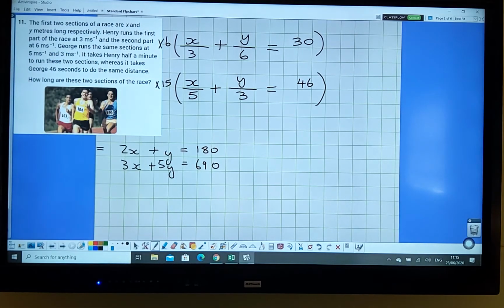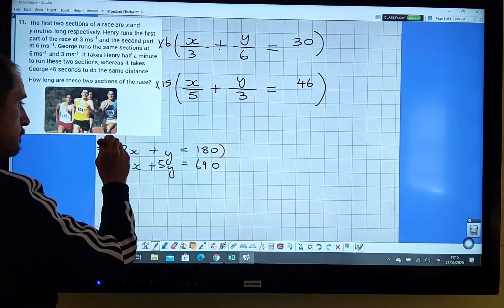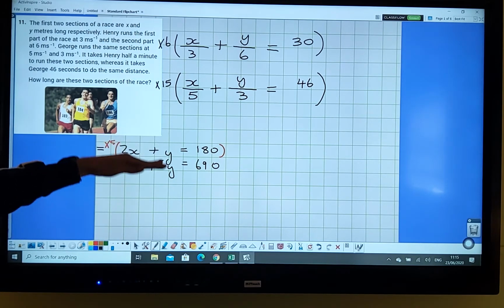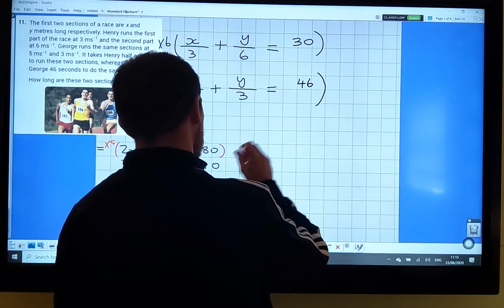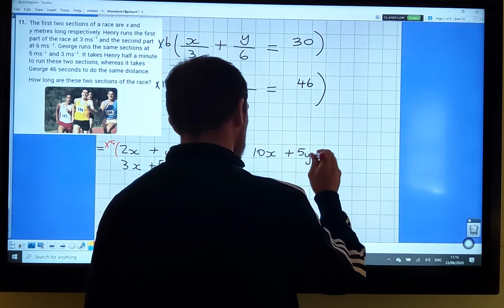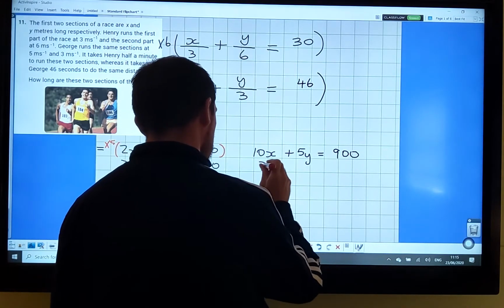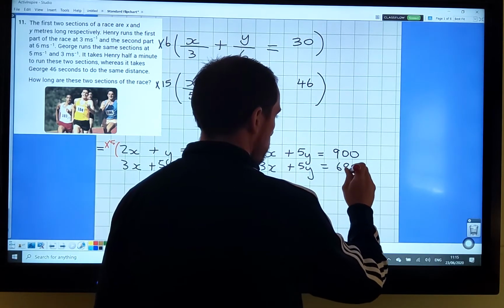Now I've got two simultaneous equations, but we want to have either the y's or the x's matching. So this is 1y and 5y, so it's just a lot easier to multiply this by 5. Because what will happen then is I will have 5y on the top line and the bottom line, which I can easily subtract. So that now leads me to the following simultaneous equations. 10x plus 5y is equal to 900. And the bottom stays as it is, so it's going to be 3x plus 5y equal to 690.